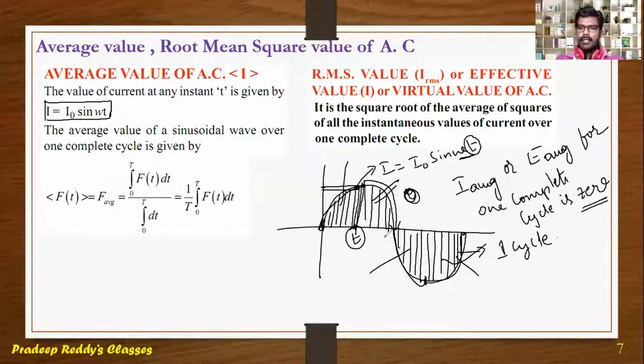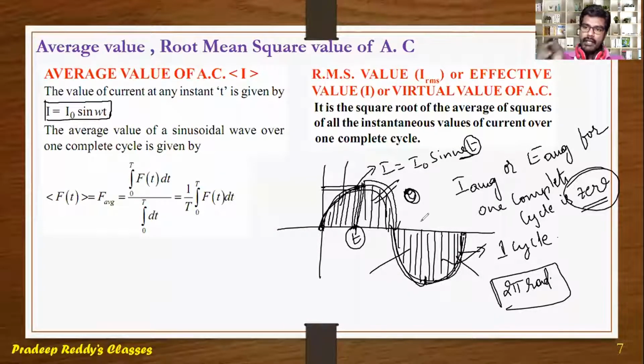Why is it 0? There is one positive peak and there is one negative peak. The magnitudes of the positive peak and negative peak obtained in this one cycle, for a period of 2 pi radian, are equal. Whatever magnitude is produced here will be nullified by the negative cycle. Therefore, overall, if you take the average for one complete cycle, it will become 0. To avoid this, we always calculate the average for half of the cycle of AC. Only for half cycle, we will calculate the average.